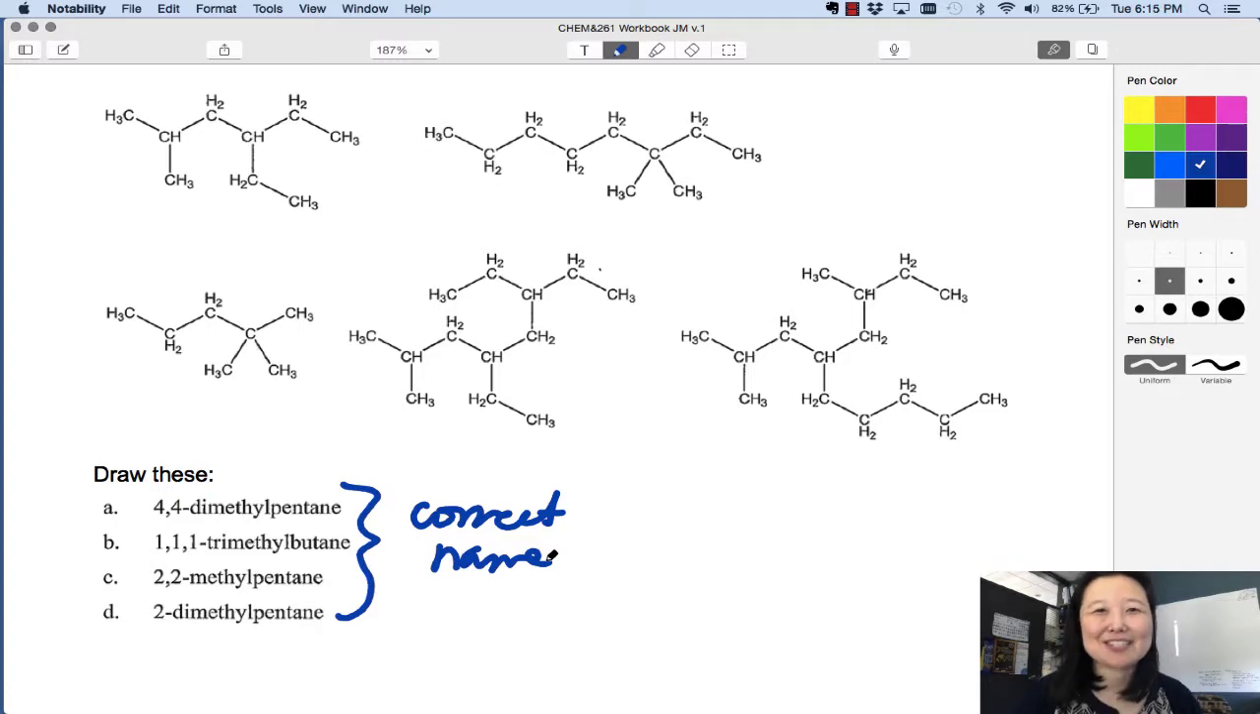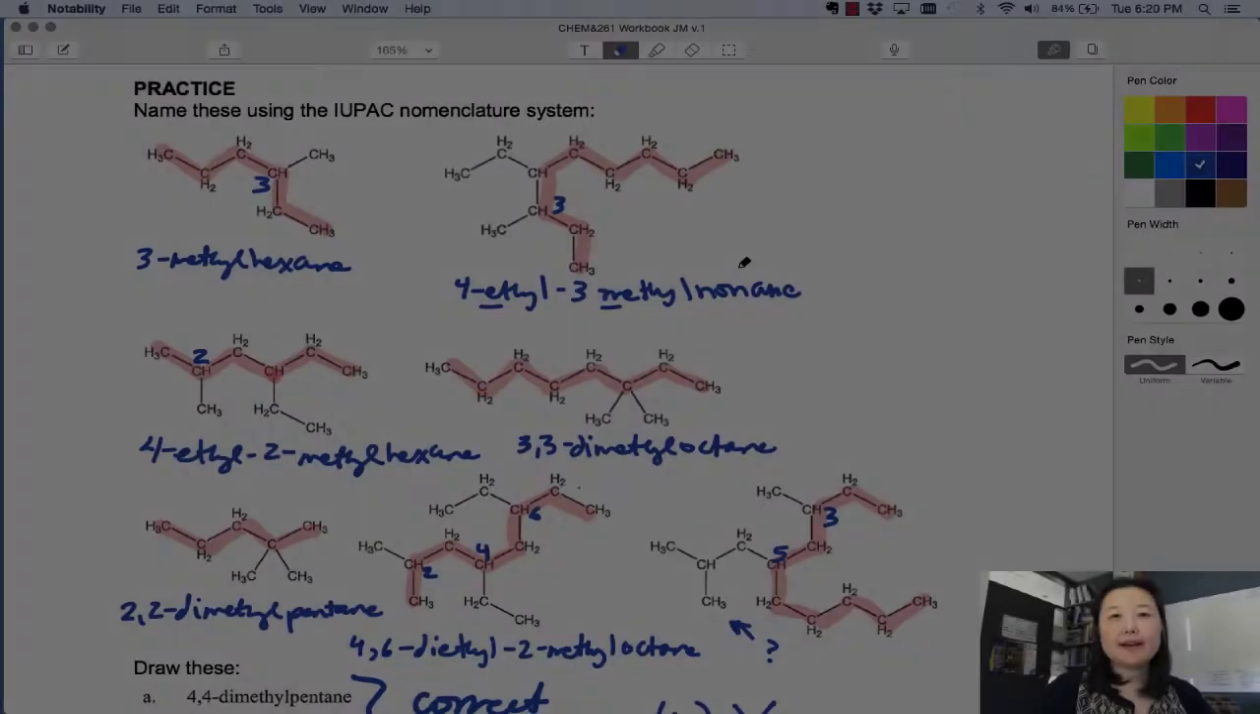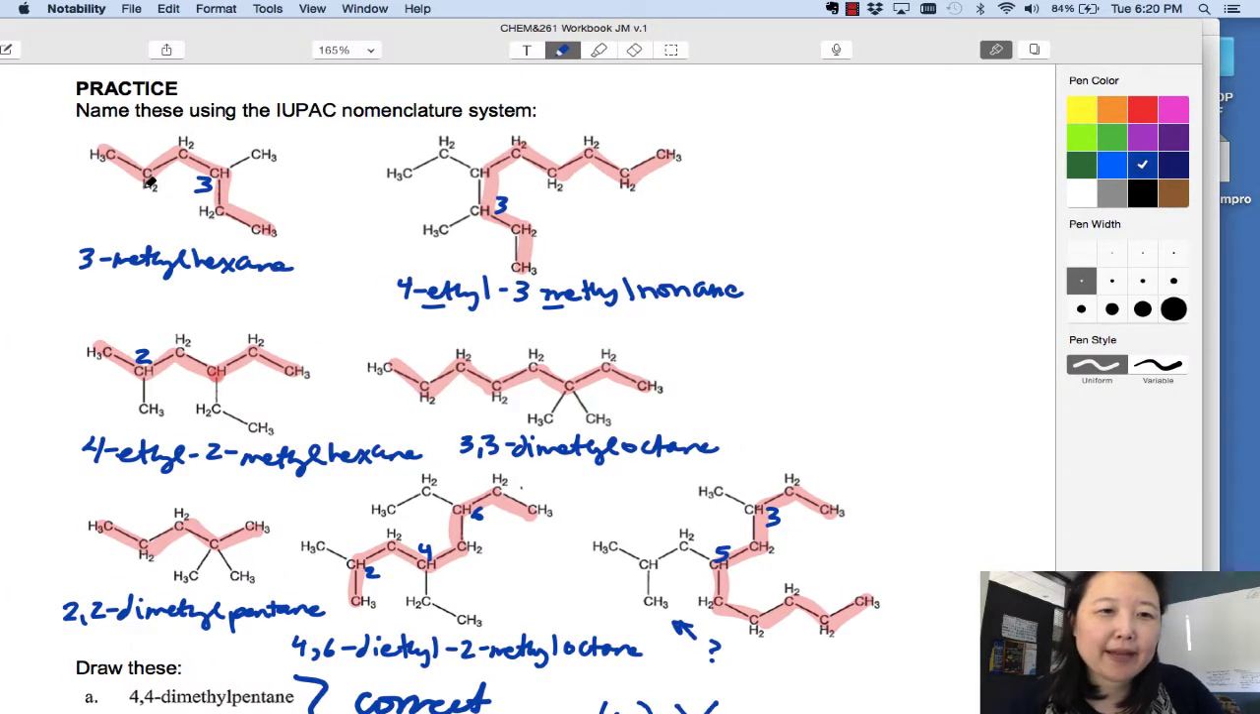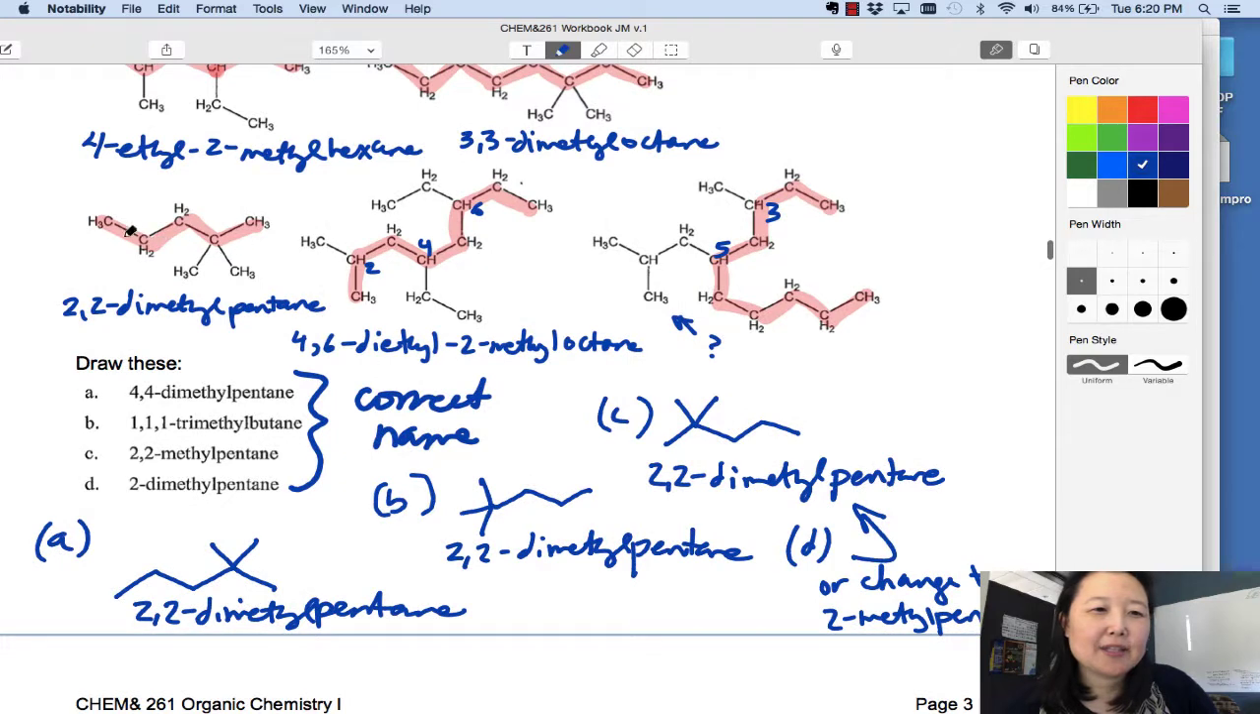I'll post the answers. Okay guys, so here's what I get so far: 3-methylhexane, 4-ethyl-3-methylnonane, 4-ethyl-2-methylhexane, 3,3-dimethyloctane, 2,2-dimethylpentane, 4,6-diethyl-2-methyloctane, and then this one. We haven't learned this yet, so I shouldn't have put this on here yet. This is a branch you don't know yet, so we'll come back to this.